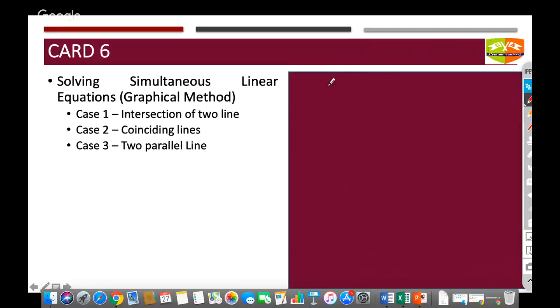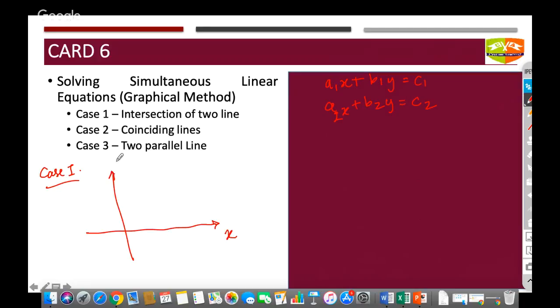Now suppose I have a pair of linear equations, a1x plus b1y is equal to c1 and a2x plus b2y is equal to c2. Now case 1 is saying that the two lines intersect with each other. So if I draw x and y axis like this, and my two lines are like this, you see here the two lines are intersecting at one particular point. Suppose this point is alpha and beta. This point, alpha and beta, is common to both the lines a1x plus b1y is equal to c1 and a2x plus b2y is equal to c2.